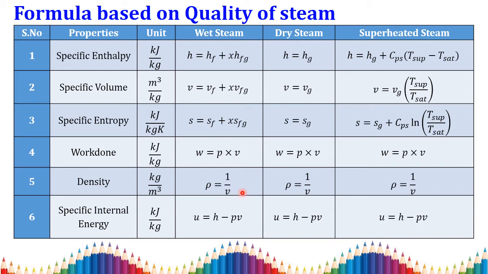Then the specific internal energy can be determined by the H is equal to U plus PV relation. So with this we can write U, specific internal energy U is equal to H minus PV. So this H, the specific enthalpy, and the specific volume will depend on these formulas. What are all the state conditions? Corresponding to the state conditions, this internal energy will vary, but the formula for the internal energy for all the three cases is the same.